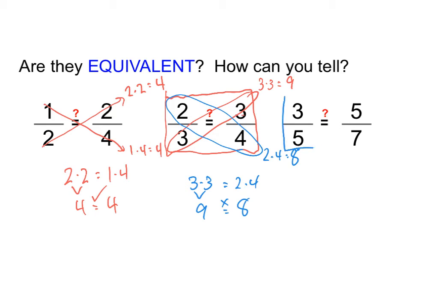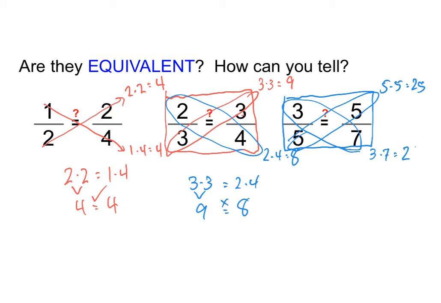What about the final example? Is 3/5 equal to 5/7? Do you know how to find the cross products? The cross products are 5 times 5, which is 25, which is equal to 3 times 7, or 21. And we ask, does 25 equal 21? The answer is no, so these fractions are not equal.